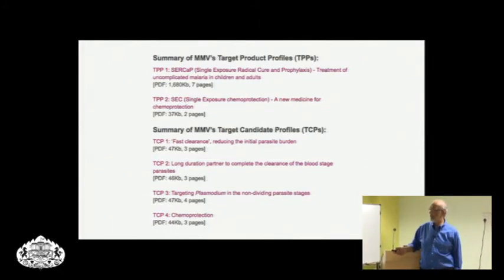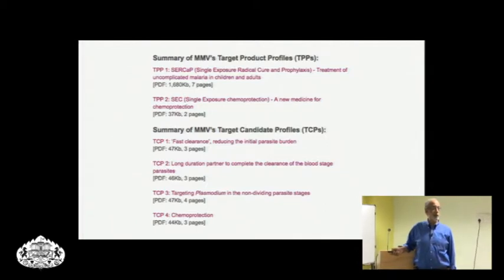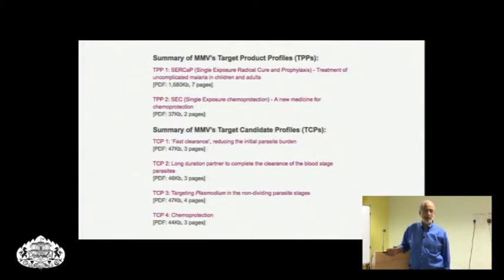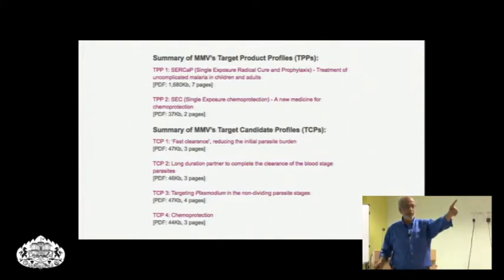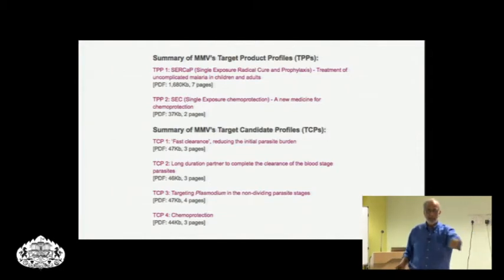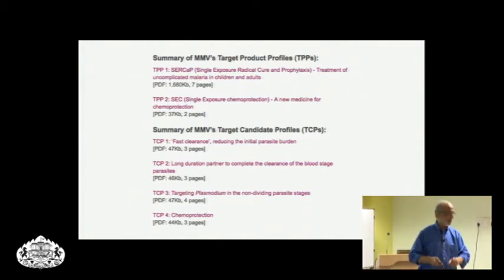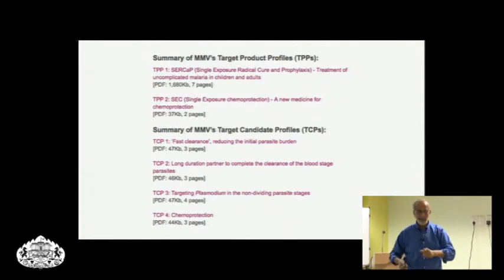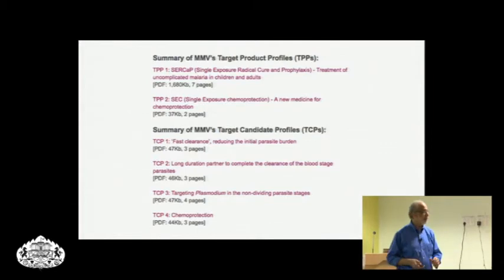So TPP1 is this. This is what they call the Holy Grail. This is what we are chasing: a single exposure radical cure and prophylaxis. One exposure, you come to the clinic, go and see Ashwin, and he'll give you one pill, and that's it. You have been cured, you have been prophylacted, you will not get malaria. That's the ideal situation. We don't have anything like that.